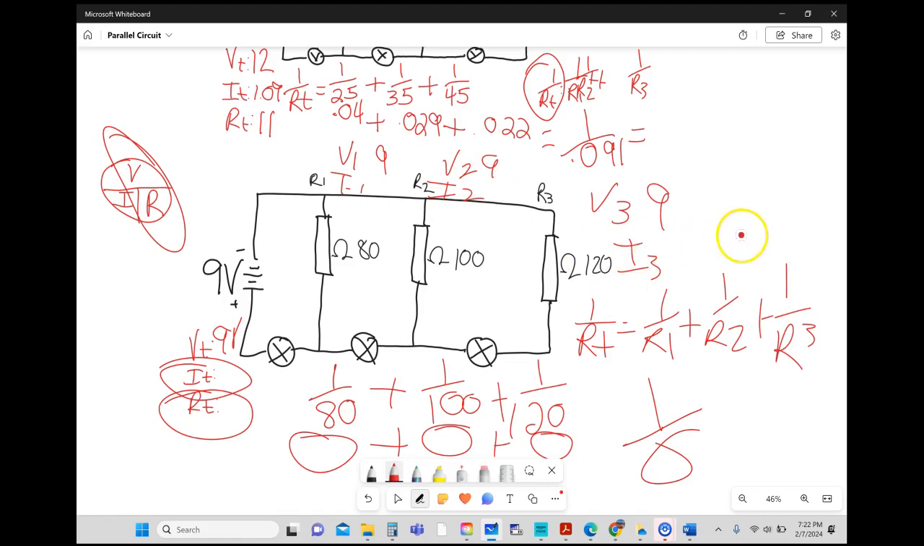Okay? And that's just going to be 9 divided by 80 will give you the first current. It's going to be 9 divided by 100 will give you the second. And then that's going to be 9 divided by 120. And that will give you the third current right there. Okay? All right, guys. Good luck.